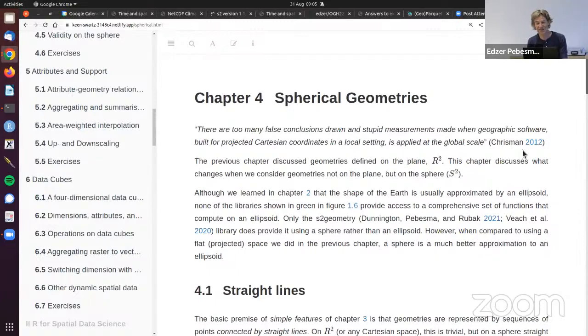One of the bigger things that he said is there are too many false conclusions drawn and stupid measurements made when geographic software built for projected Cartesian coordinates in local settings is applied at the global scale. And it's essentially what we're doing all the time, because we have all kinds of software that uses these things, and we're going to do geometrical operations, and we think, how is this going to happen? Oh, we have this GEOS library. Okay, this worked yesterday, so it will probably work today, and let's try that, and so on.